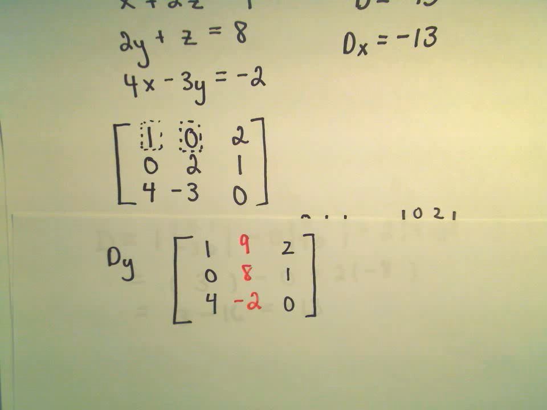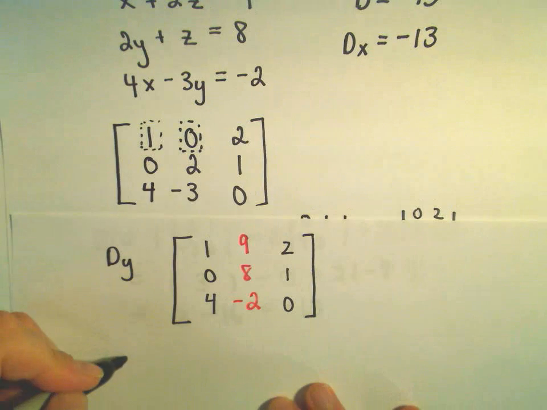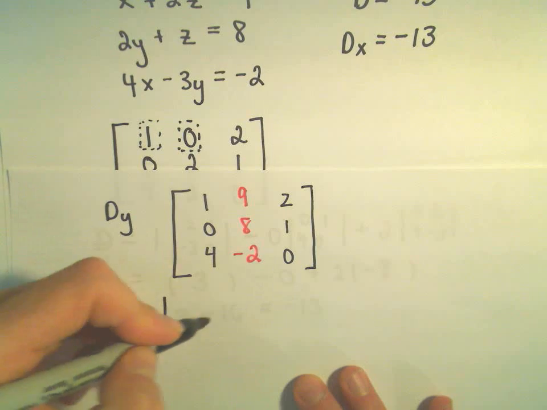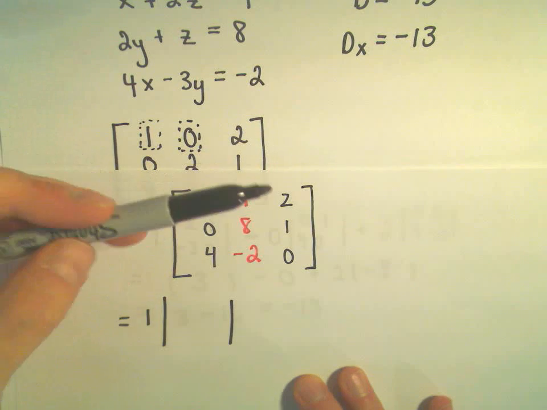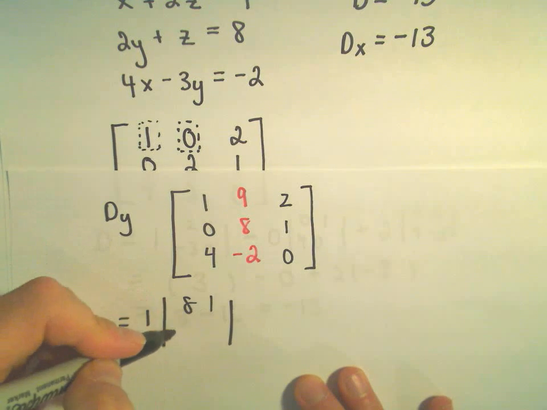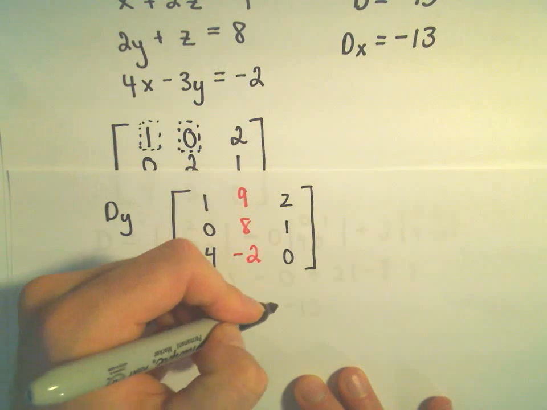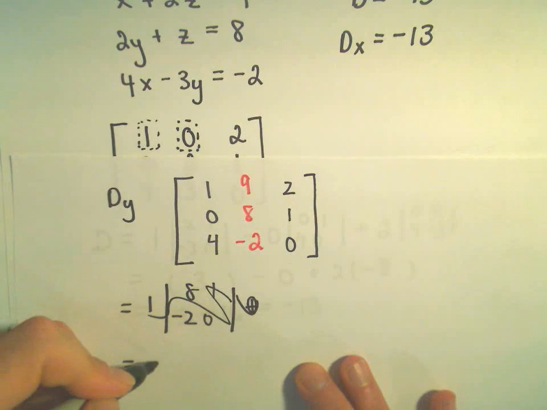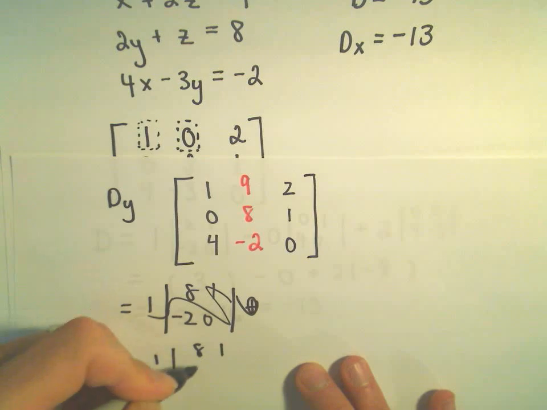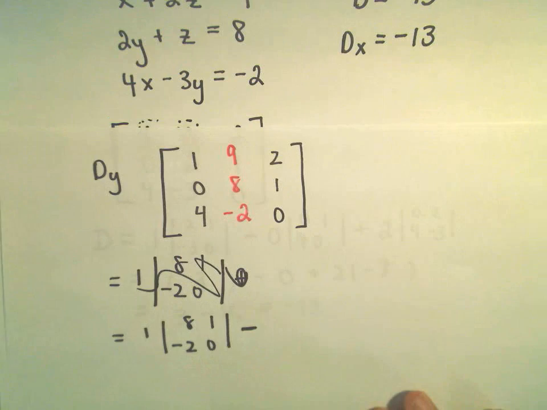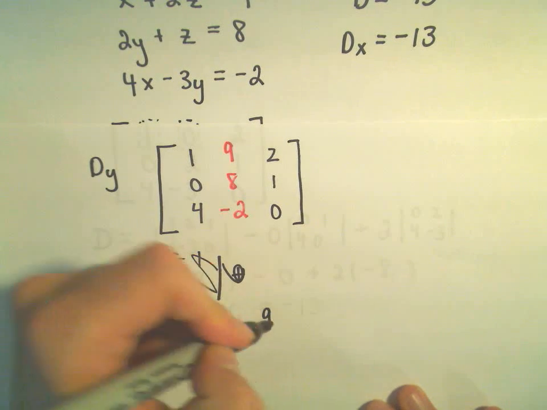So I'm going to compute my determinant. You could expand along a different row because there are some zeros, but I'm just going to still expand along the first row. So we'll get 1 times 8, 1, -2, and 0, plus, the middle sign needs to turn into a negative. We flip the sign, so we'll have -9.